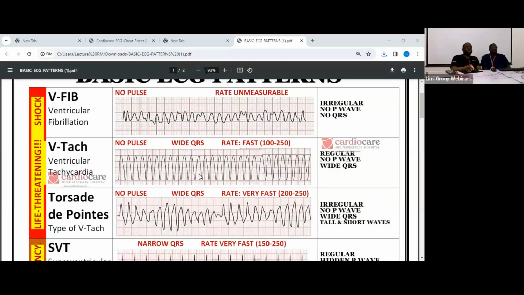Okay, so this is what it looks like. Wide QRS and a very fast reading. These people could be talking to you. Typically, their pulse will not be able to be felt. This is a precursor. You can see we wrote life-threatening. It needs to be shocked. So the QRS is wide. From here to here is definitely more than one big box, five small boxes. That is a wide QRS, and the rate is fast. So we are looking at a ventricular tachycardia.